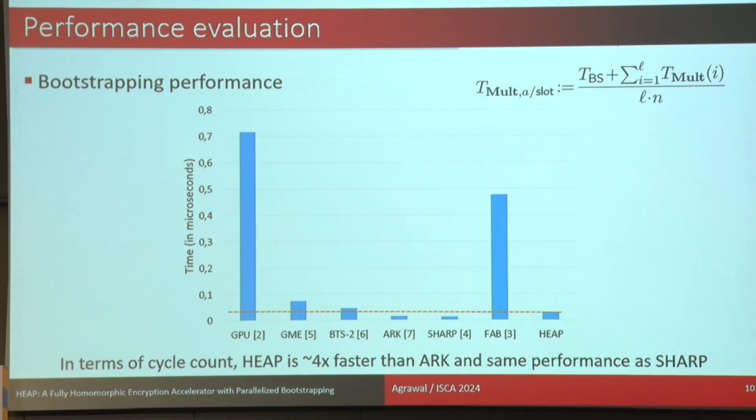In fact, if we were to compare the performance in terms of clock cycles, then HEAP outperforms the ARK ASIC design and gives almost the same performance as the SHARP ASIC design. The difference in operating frequency makes HEAP a bit slower when comparing the absolute times.